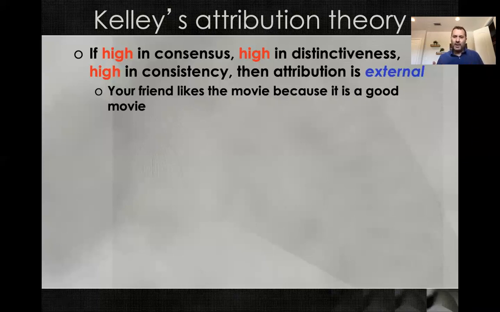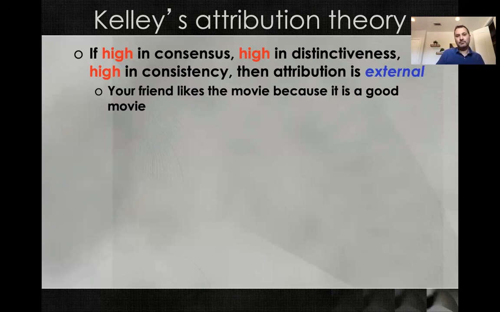So that's what I mean when a few minutes ago I mentioned that this is sort of common sense, right? You don't have to literally ask yourself consensus, distinctiveness, and consistency, but at some level you're putting together that information, which leads you to make this external attribution. So Kelly's attribution theory is simply describing what you naturally do at almost an unconscious level. He's saying that you use those three pieces of information to arrive at that conclusion.